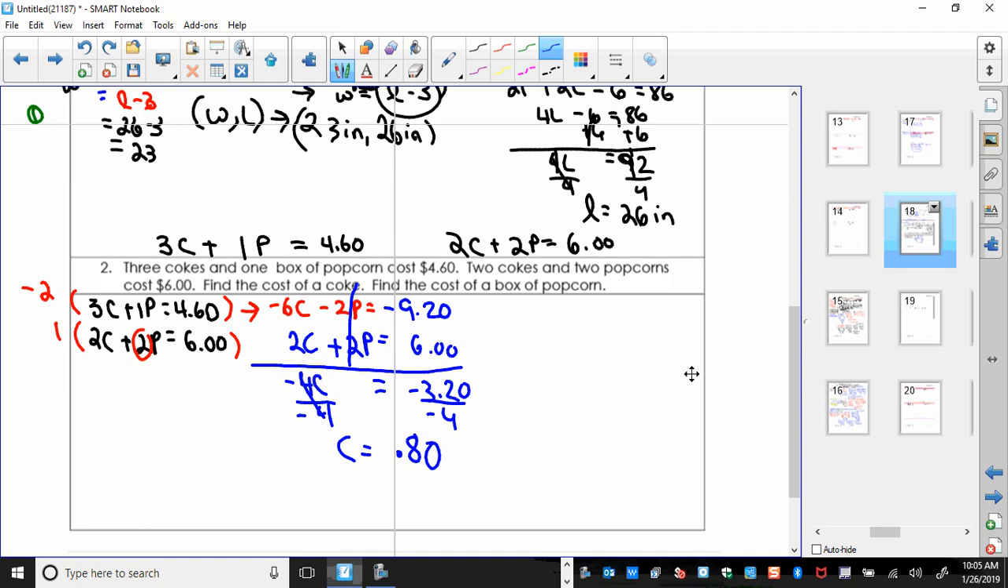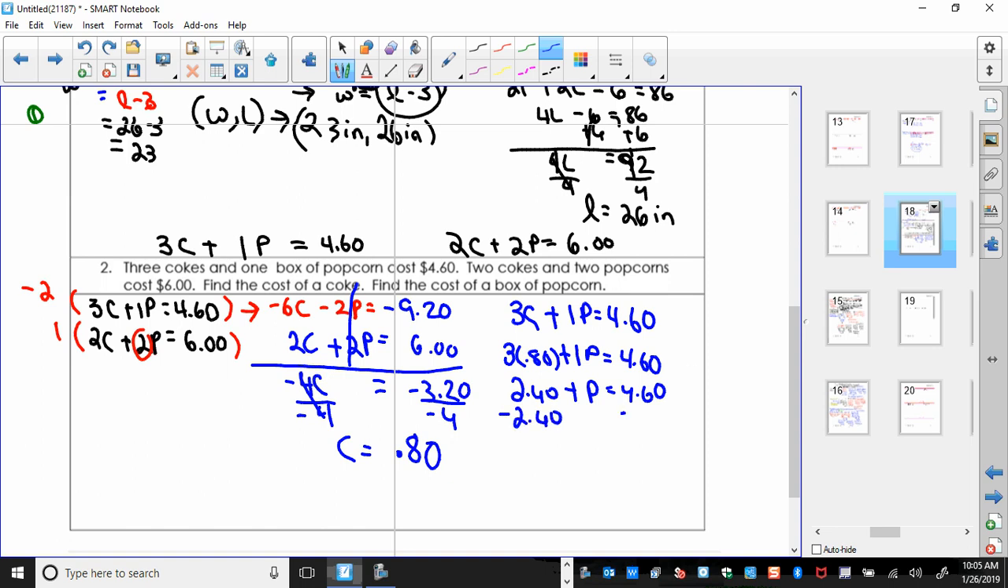Now I can go ahead and figure out how much popcorn is, since I know how much Cokes are. So 3 C's, use my original equation, 3 C's plus 1 P equals 460. I know C equals 0.80, so 3 times 0.80 plus 1 P equals 460. I'm going to make that 1 P just a P. I get 240 plus P equals $4.60. Subtract both sides by $2.40.